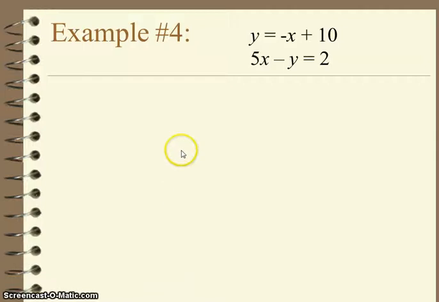Okay, substitution is a pretty cool method because basically you're able to take these two lines and instead of graphing them, which you would find out this one starts at 10 and goes down 1 over 1, this one would have an x-intercept of 2/5, a y-intercept of -2, and you have to graph it and find out where they cross. It's too big of a graph, so I'm going to find out where the two lines cross without even graphing it.